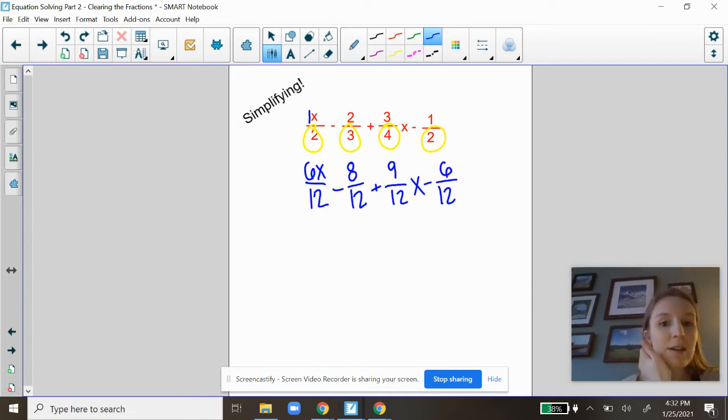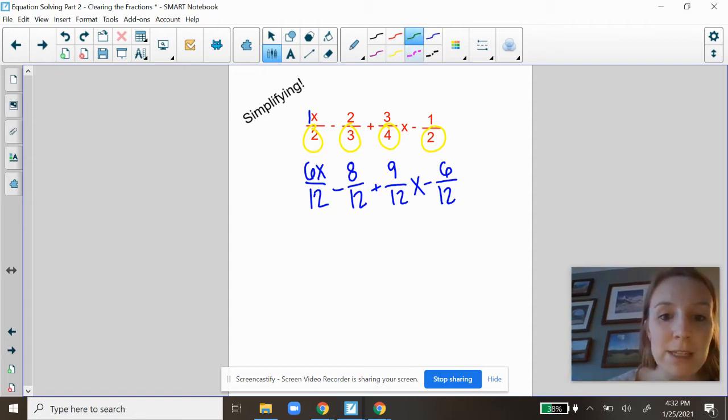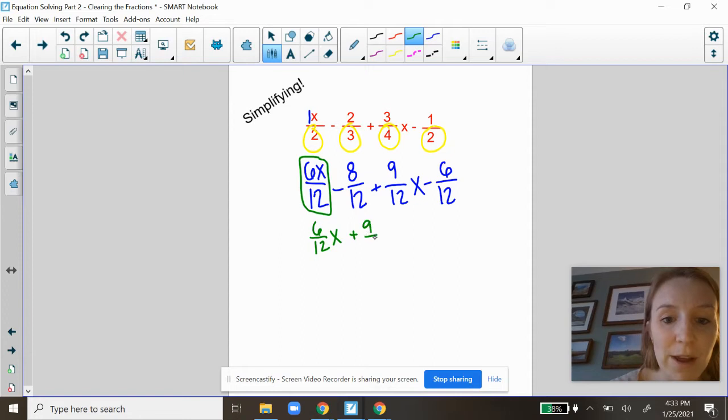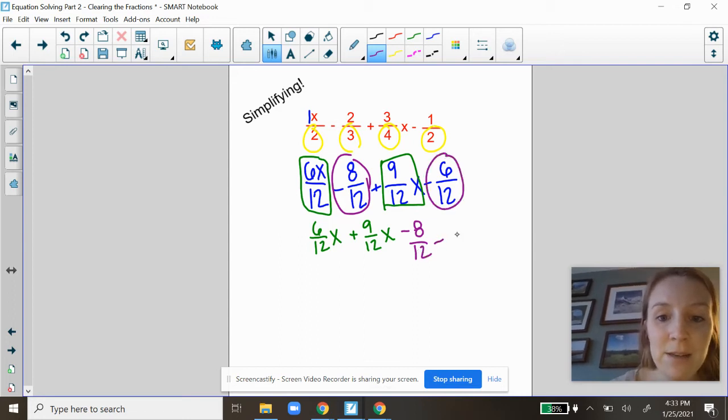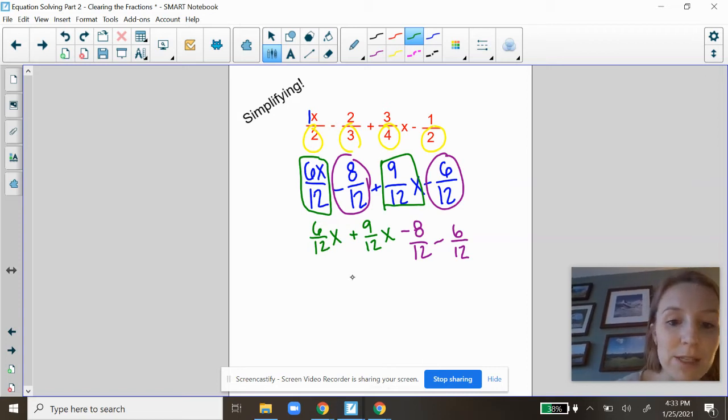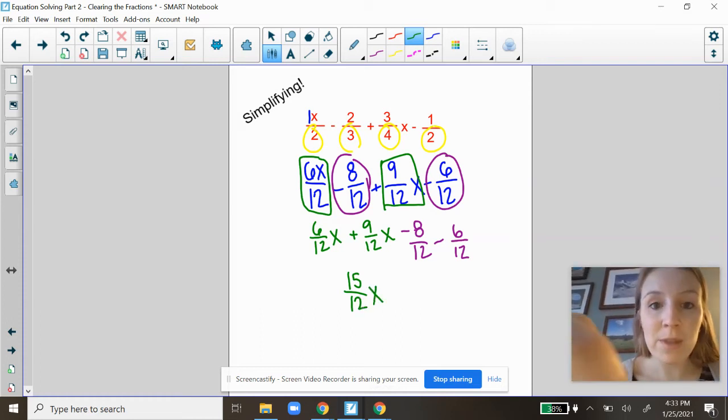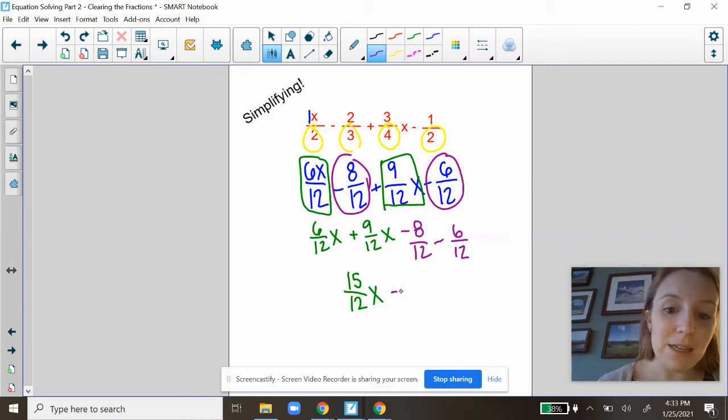So now that I'm in twelfths, I can now combine my like terms. So let's see. I could rewrite this right here as 6/12 x, right? It's the same idea as me saying 9/12 x. So I'm going to rewrite these two and put them next to each other, these two right here. Then I also have negative 8/12 minus 6/12. So now when I combine my like terms, if I have 6/12 plus 9/12, I know that's going to give me 15/12 x, because remember when we add fractions, we just add the numerator. And then negative 8 minus 6 is going to be negative 14/12, or minus 14/12.